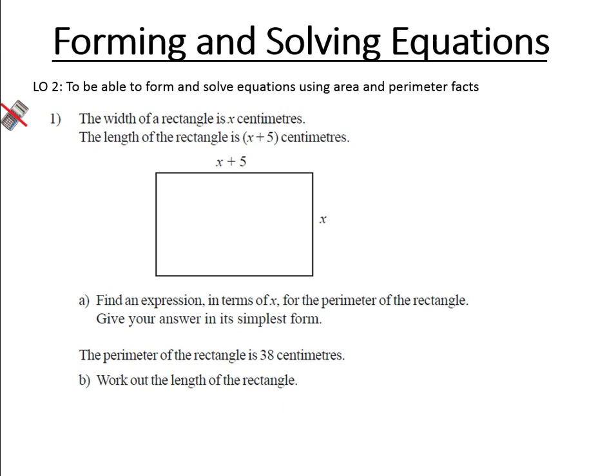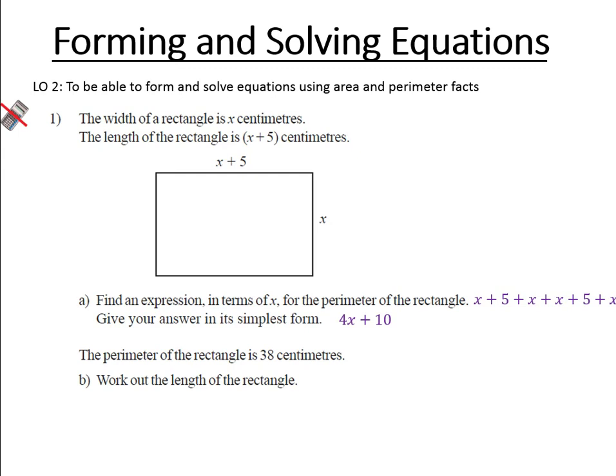If the width on the right hand side is x centimeters, then the width on the left hand side would also be x centimeters. So adding them up, that will be x plus 5 plus x plus 5 plus x plus x. Okay, and then it said simplest form. So what does that tell you? To collect the like terms. So 4x plus 10 is our perimeter in terms of x as an expression. Okay, fairly straightforward. You know your rules of a rectangle. Opposite sides are equal to each other.